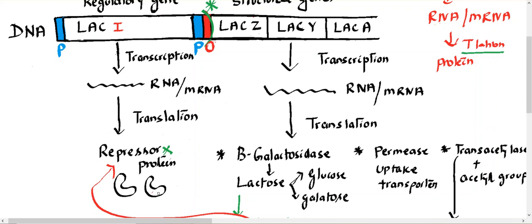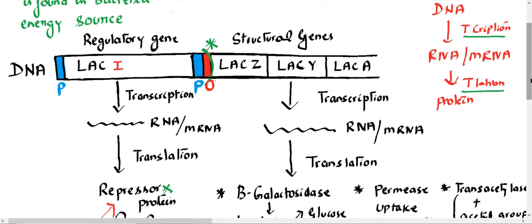So what is the function of the repressor protein? This repressor protein, which is produced by the LAC-I of the regulatory gene, can go and bind to the operator site, inhibiting the transcription. Okay, so that is why the regulatory gene is regulating the structural gene. As a result, it is called regulatory gene.